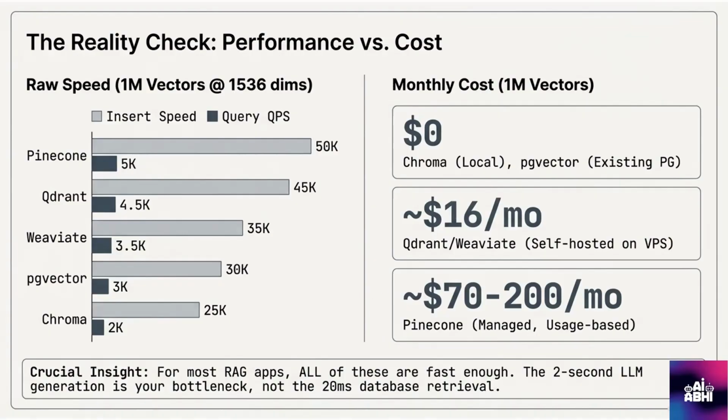And from a pricing point of view, pricing is where it gets interesting. Let me show you what 1 million vectors at 1536 dimensions actually costs.